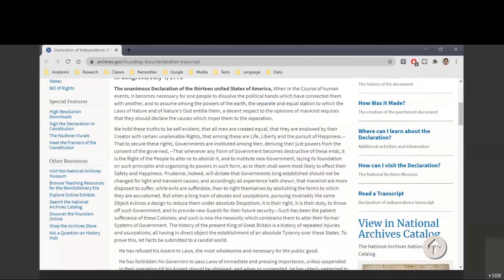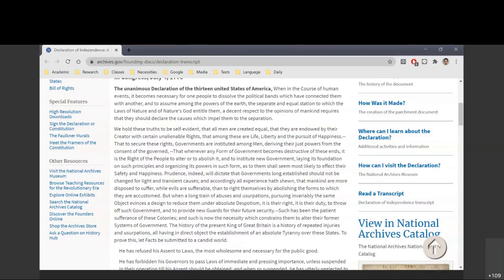So here's the Jeffersonian argument. When in the course of human events it becomes necessary for one people to dissolve the political bands which have connected them with another, and to assume among the powers of the earth a separate and equal station to which the laws of nature and of nature's God entitle them, a decent respect to the opinions of mankind requires that they should declare the causes which impel them to separation. Okay, so what they're basically announcing in this declaration from the get-go is the intention to dissolve political bands and to separate and become a separate civil society.